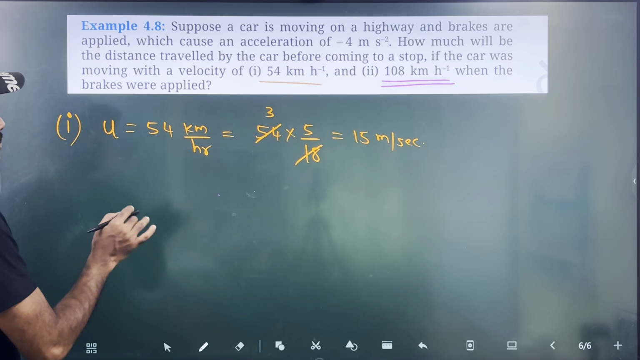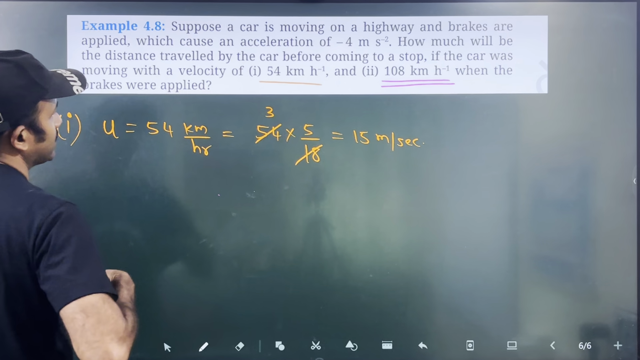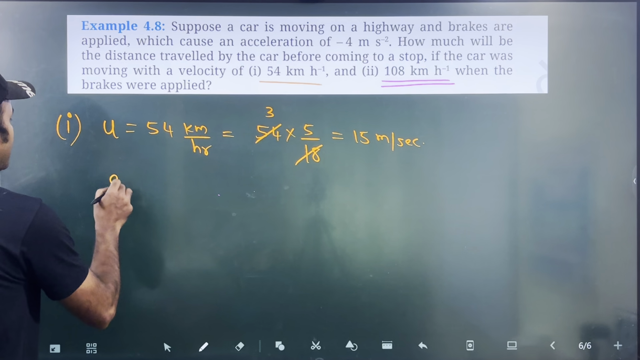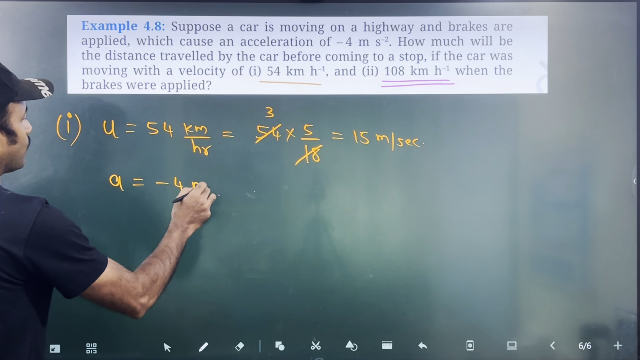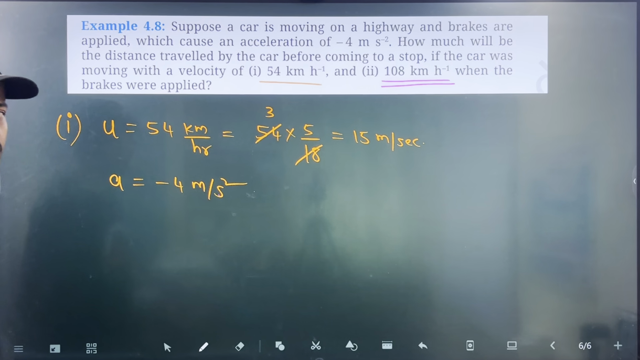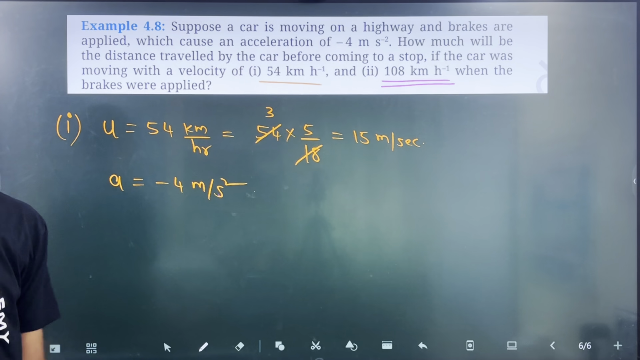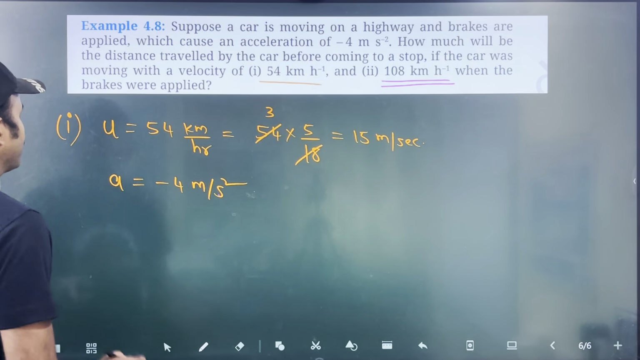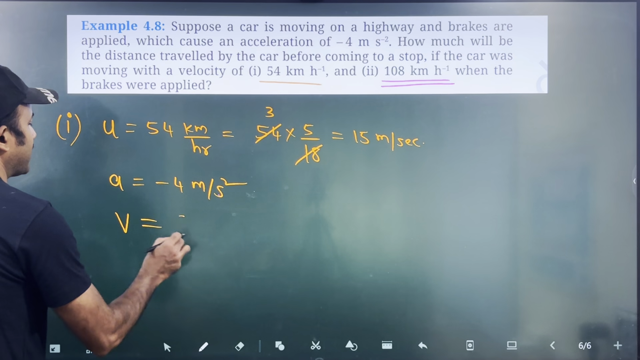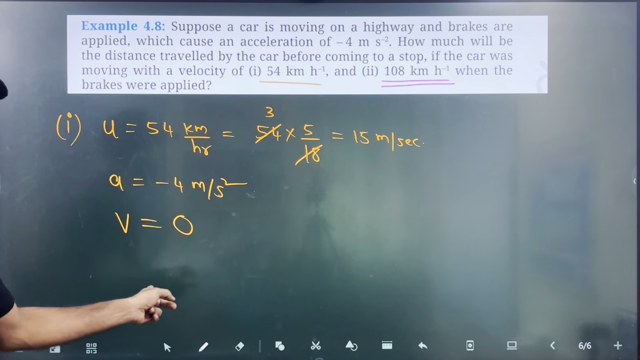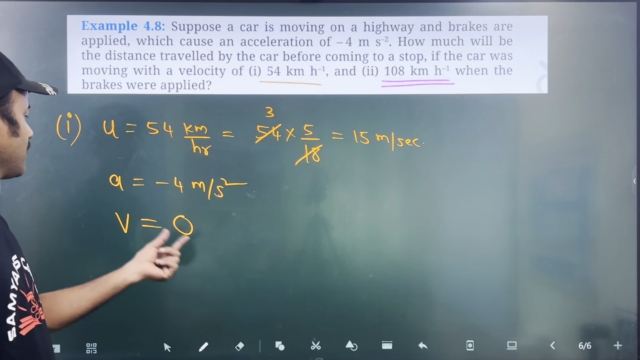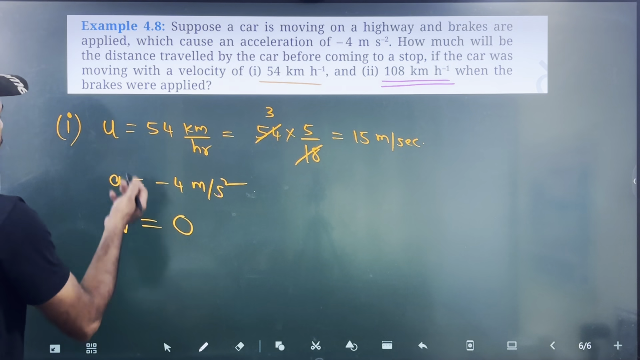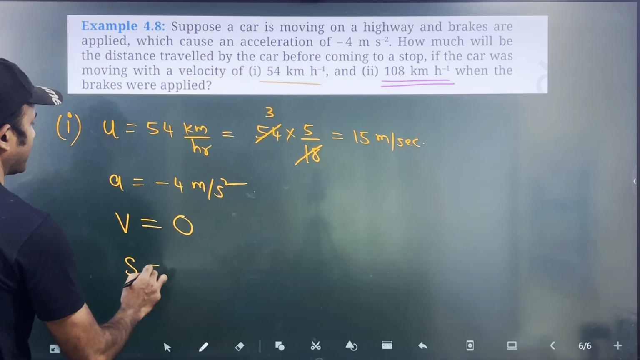If the car moves with this much speed, then what is the stopping distance after applying the brake? After applying the brake, the car is decelerating with 4 meter per second square, so the acceleration is minus 4 meter per second square. The final velocity v of the car becomes 0, because after applying the brake the car comes to rest. We need to find s, the stopping distance.